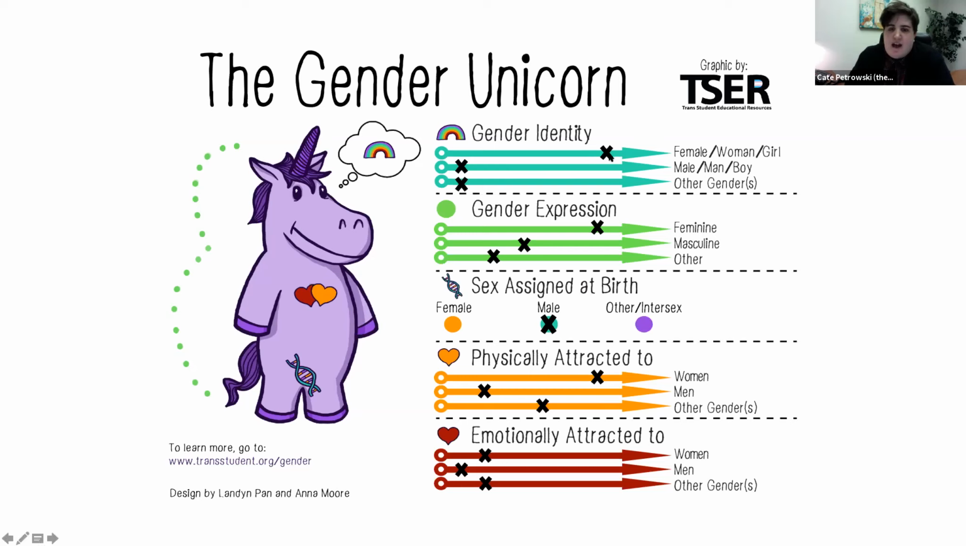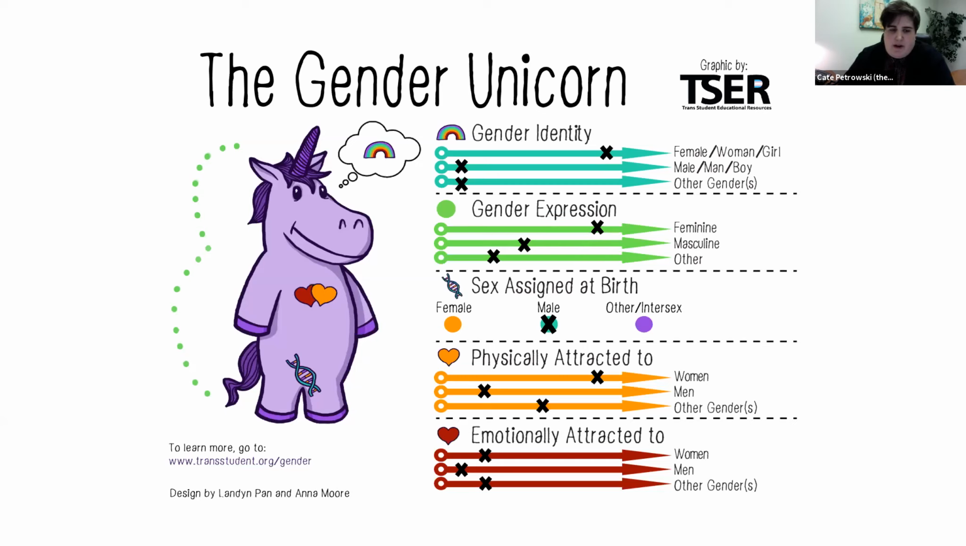And then you have the sex assigned at birth. So this person was assigned male at birth. And then also you have physical attraction and emotional attraction. Physical attraction, you can also think of that as sexual attraction, and then emotional attraction can also be thought of as romantic attraction.